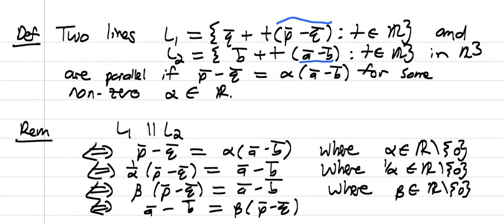And if we replace 1 over alpha with beta, then we get beta times p minus q is equal to a minus b, where beta is a non-zero real number. And we can rewrite this. This happens if and only if a minus b is beta times p minus q.